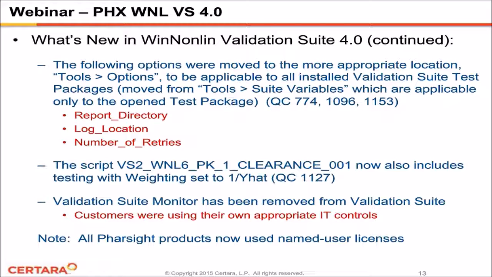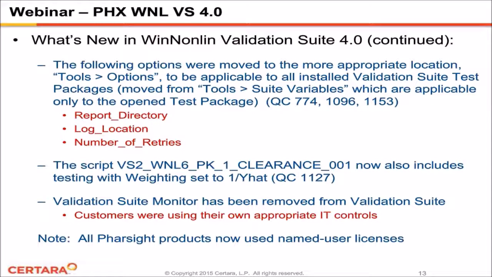Okay, some options have been moved to new locations. Some options were moved to Tools options because those options are applicable to all installed Validation Suite test packages. And they were moved from the Tools Suite variables, which are applicable to only the open test package. Those options were the report directory location, the log file location, and the number of retries. And the number of retries is what controls how many times your script will try to re-execute if it runs into one of those failures that we just talked about. Now, we did just say that currently you can only have the WinNonlin Validation Suite installed.